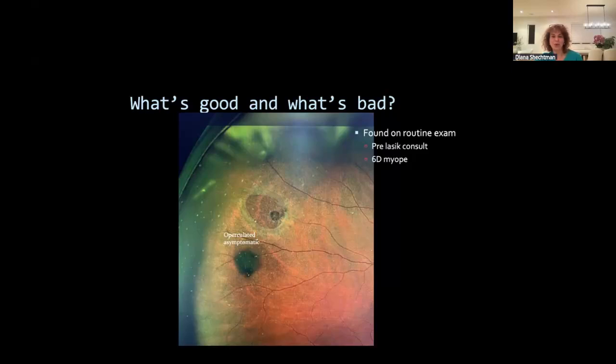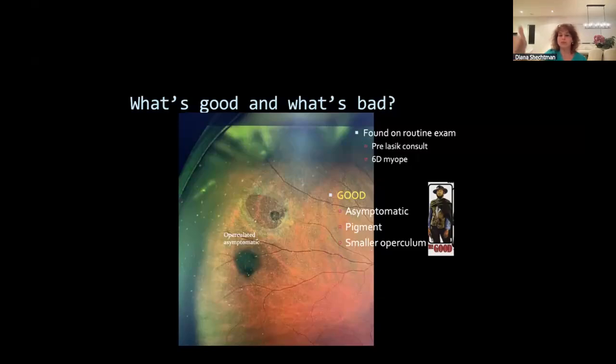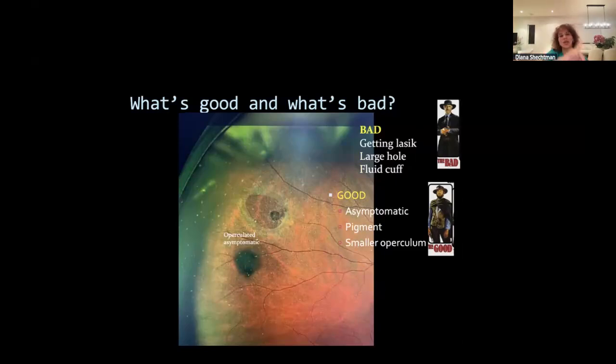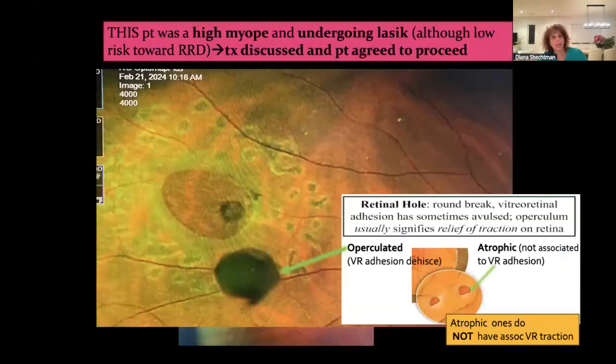In any event, let's talk about another case at hand. Very similar, an operculated hole, pigmented, small cuff of fluid, routine exam, but this patient happens to be a pre-LASIK consult, comes in as a 6 diopter myope to my retina surgeon. Good, asymptomatic, pigment, small operculum. Getting LASIK, although the chance of LASIK creating a retinal detachment from a small hole of any sort is very small. It is a larger hole, and there's a very small cuff of fluid. This is a cuff of fluid. This is not a subclinical RD.